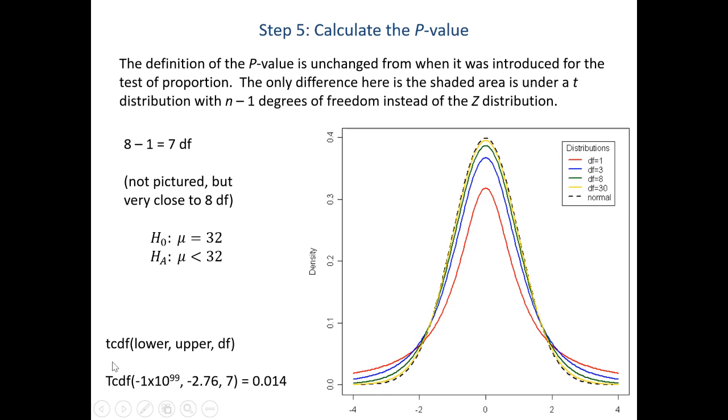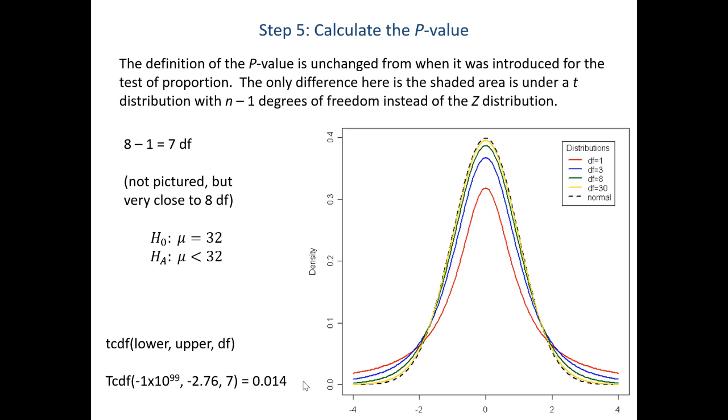There's a calculator function that can find area under the t-distribution. It's called TCDF. Working from left to right, we need a lower boundary, an upper boundary, and it needs to know the degrees of freedom. Here, I want a very large negative number to represent negative infinity, and then I'm going to accumulate area up until I reach negative 2.76. That's on this curve with 7 degrees of freedom. Under roughly the green curve, although it's 7 degrees of freedom, not 8, this portion is a little over 1% of the whole thing. So that's our p-value, 0.014.